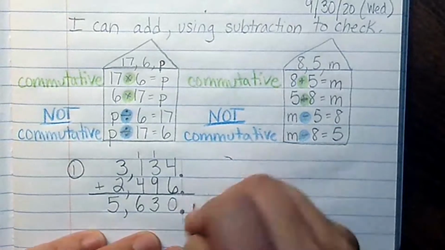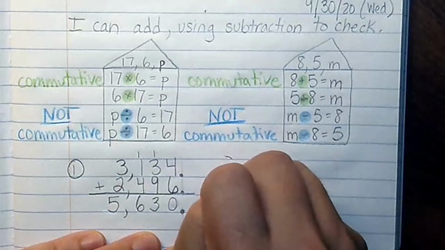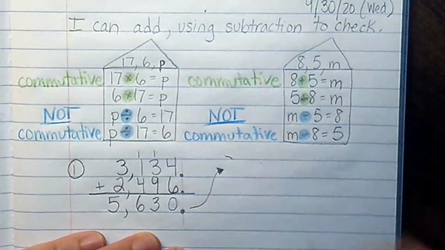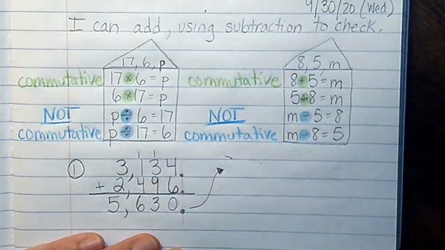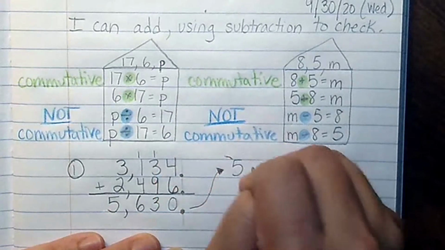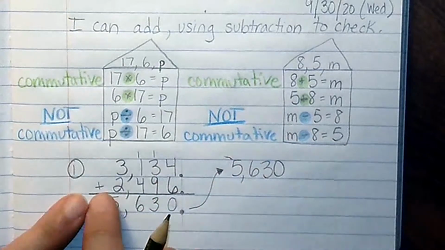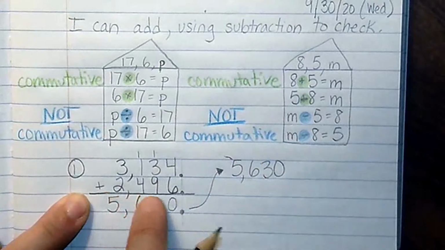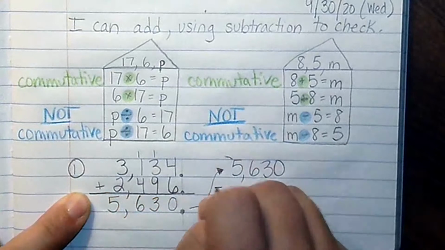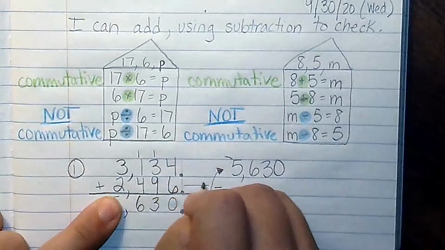Now, we want to be sure before we turn this in, so look what we're going to do. I'm going to draw a little arrow up to the top, and we're going to do the inverse operation to check. So only these three numbers can be used. I'm going to write 5,630 on the top. Now, what's the inverse of adding? The opposite is subtracting. I'm going to write this number right across there.